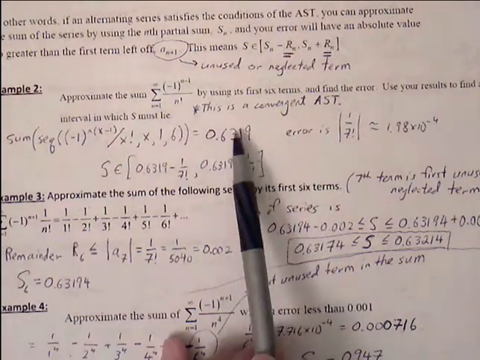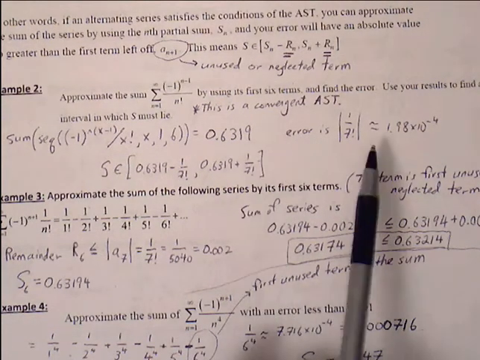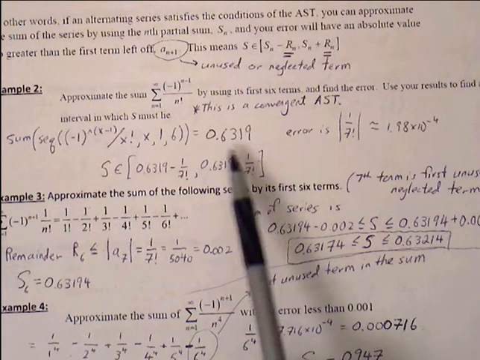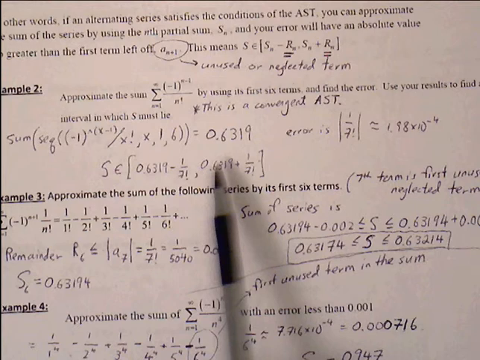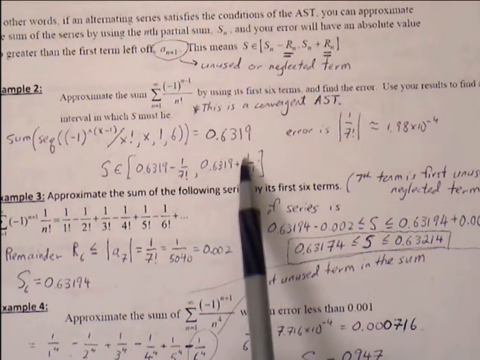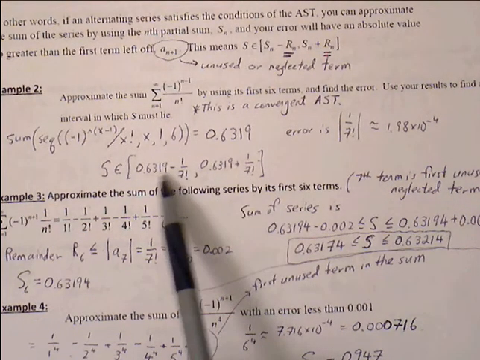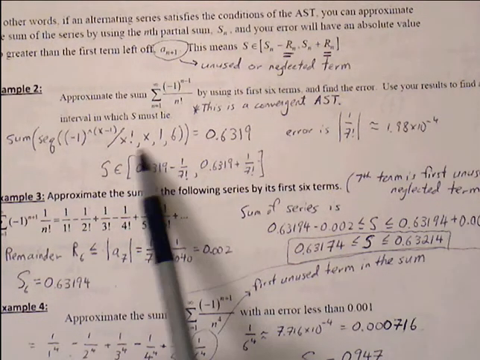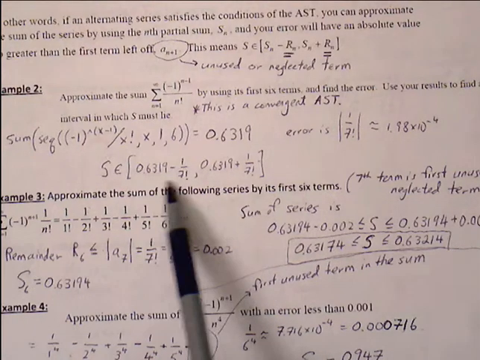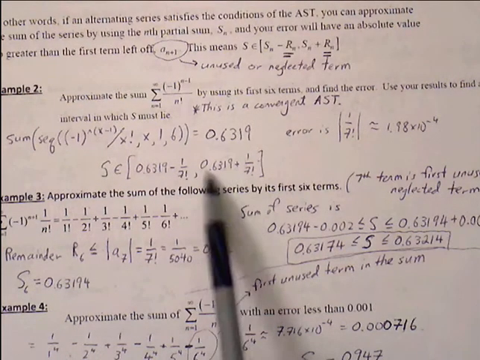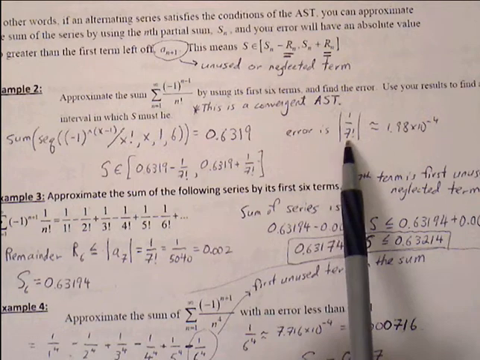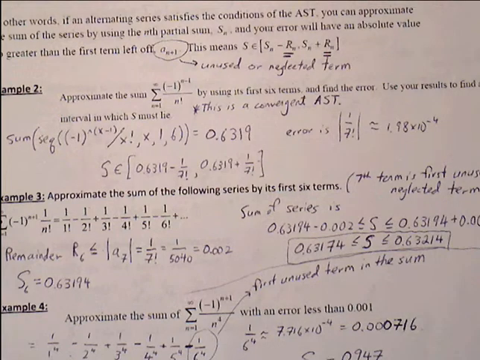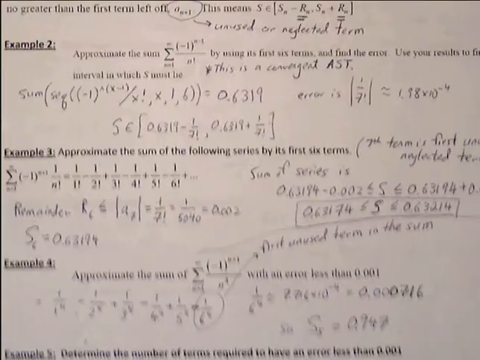So the sum must be within the range of that error. We can say the sum is going to sit between 0.6319 plus 1 over 7 factorial and also minus 1 over 7 factorial. So this will be the smallest that the sum could be, and this will be the largest that the sum could be, because this seventh term will produce the error bound for our infinite sum. Let's do example 3.